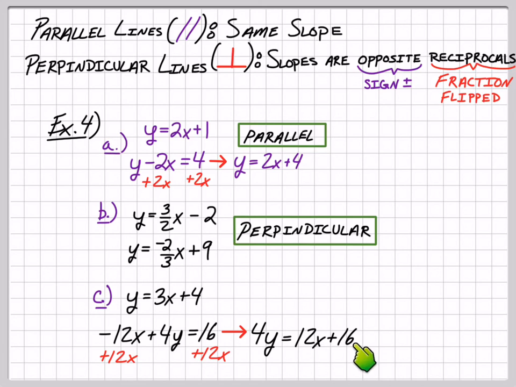Thankfully, everything in here is divisible by 4. It's going to work out nicely. So divide that 4 out. We get y equals 3x plus 4. So something that might not have been obvious to you right from the get-go. y equals 3x plus 4, what do you know?